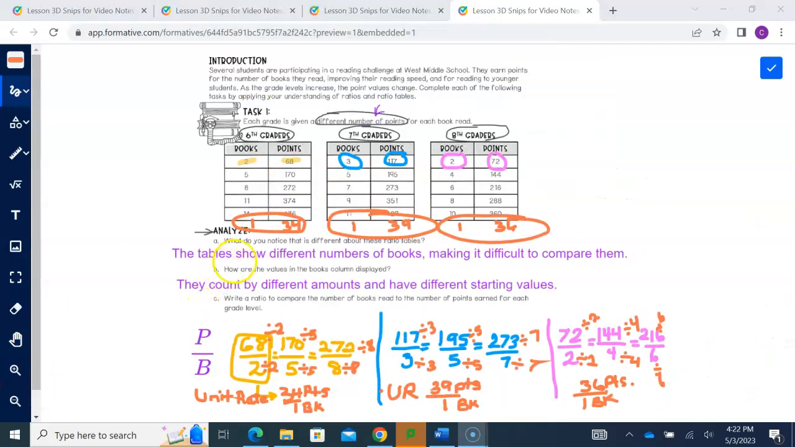So when we're analyzing our data, we need to make sure we look at our ratios with these tables, and we find that unit rate to make the comparisons easier. Because again, the different numbers of books make it very difficult to compare, since they're not all counting by the same amounts, and they have different starting values. So that's why we went to our unit rates down here.